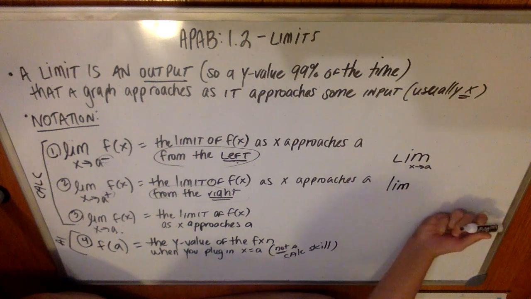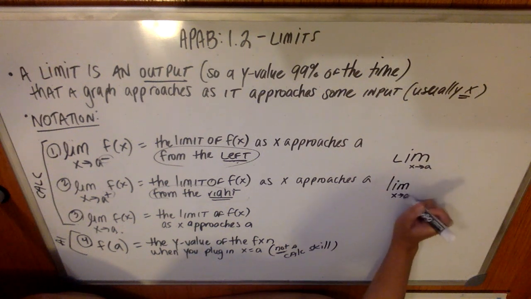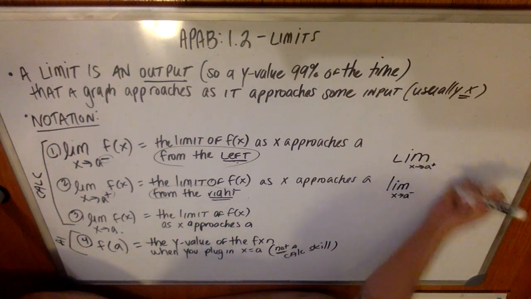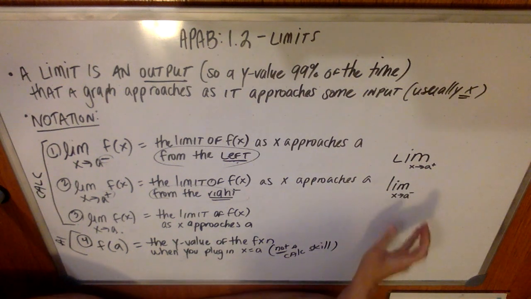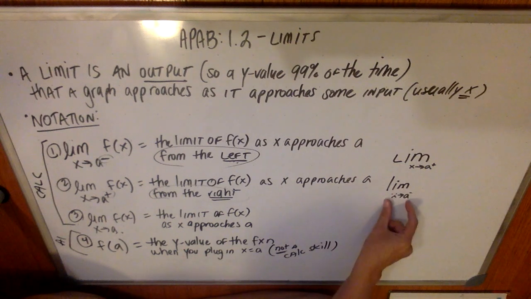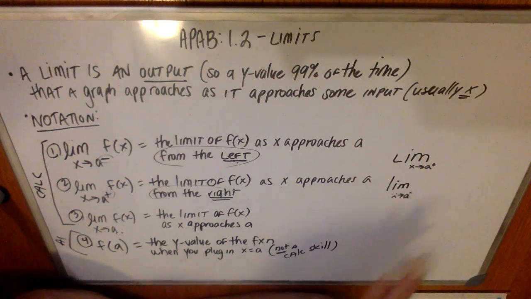You don't have to write it inexplicably capitalized. It's just LIM, okay? And it's x approaches a, and then there could be a negative or a positive, right? Superscript there. So again, the limit is a full-size word, and then this is a subscript, and then in the subscript, there's a little superscript of a negative or a positive, okay?